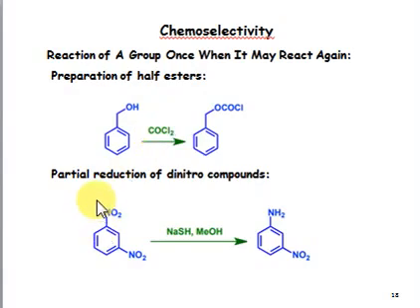Now we have again two functional groups. Both of them are nitro groups, but we only want to reduce one nitro group and retain the other nitro group. For that purpose, for selective reduction of only one nitro group, we use NaSH, sodium hydrosulfide. With this NaSH in the presence of methanol, this reagent can reduce only one of the nitro groups, while the other nitro group will not be affected. So that's all about the chemoselectivity.